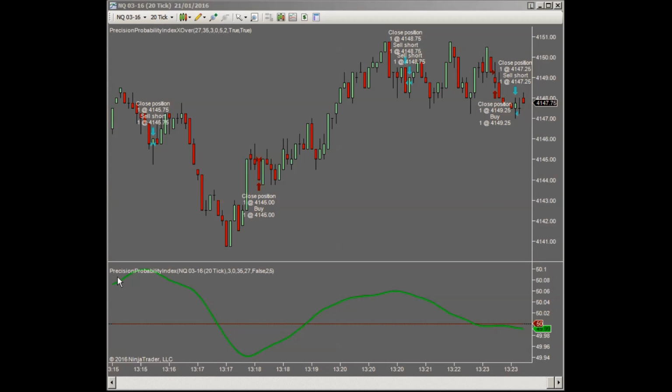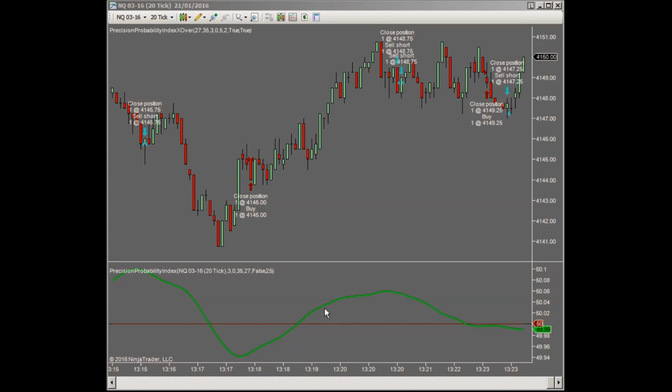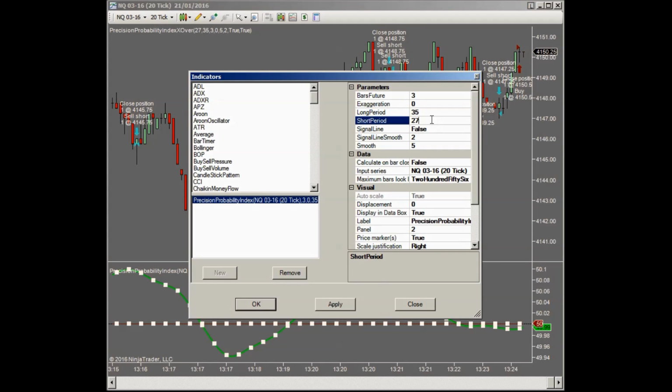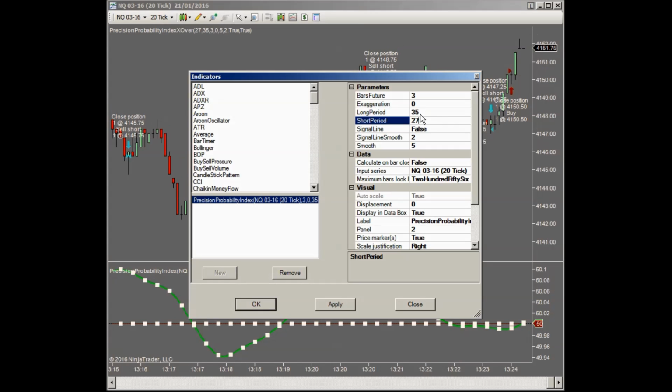This is the Precision Probability Index for NinjaTrader, and what it does is calculate the probability of the price being above or below a moving average, one moving average being above or below the other. In this case we've got a long period of 35 and a short period of 27, and we're looking 3 bars into the future.